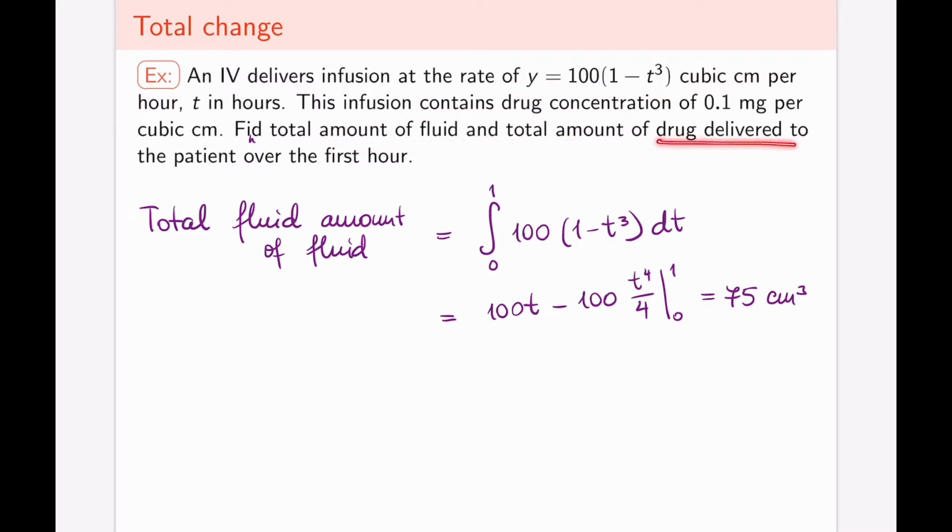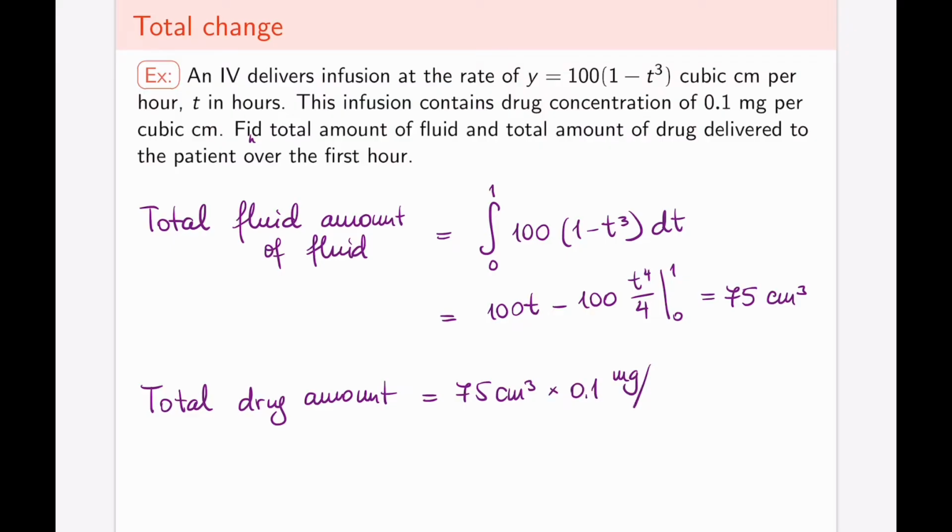The amount of drug depends on the concentration of the drug in the fluid that the patient is receiving. So the second part is similar to the gasoline question at the end of last class. The total drug amount will equal the total fluid amount, which is 75 cubic centimeters, times the concentration of the drug in that fluid. So 0.1 milligrams per cubic centimeter, which altogether will come out to be 7.5 milligrams.